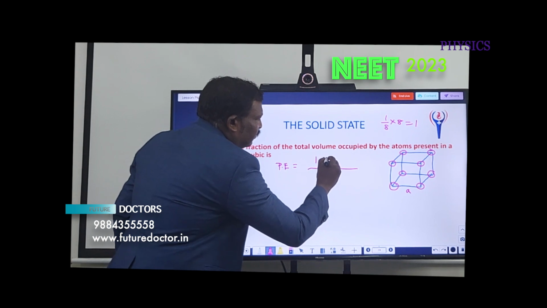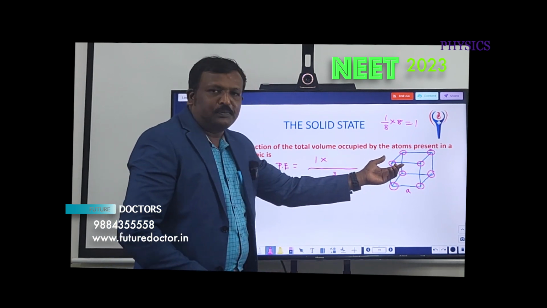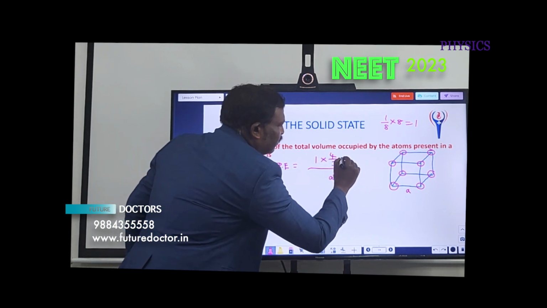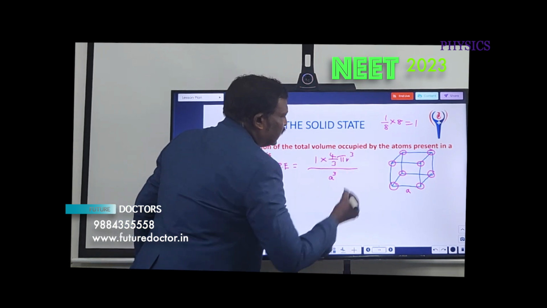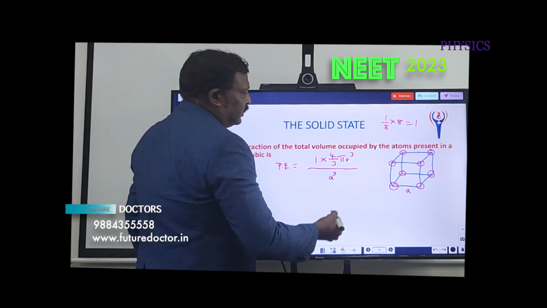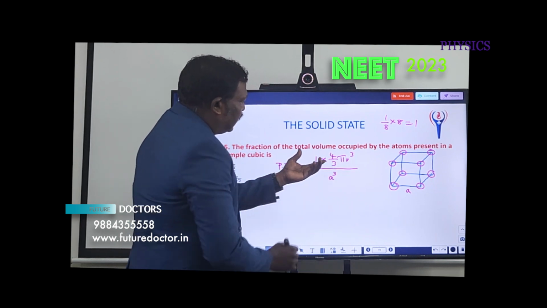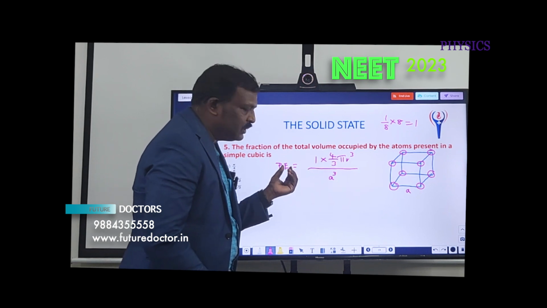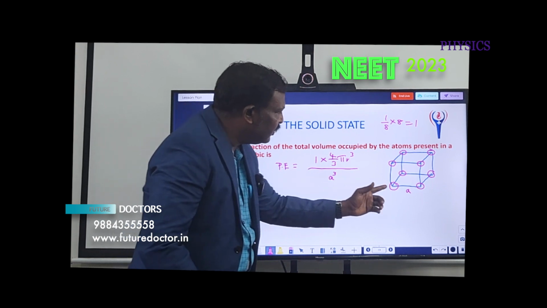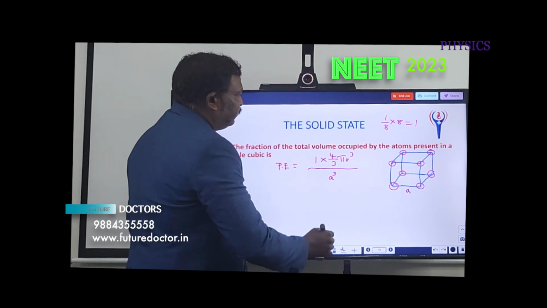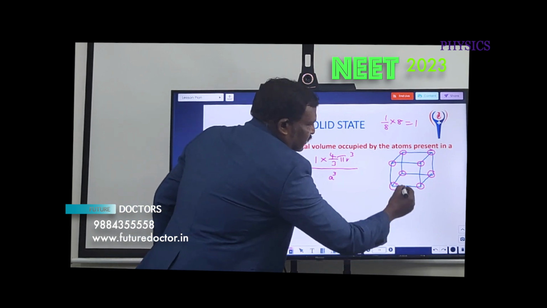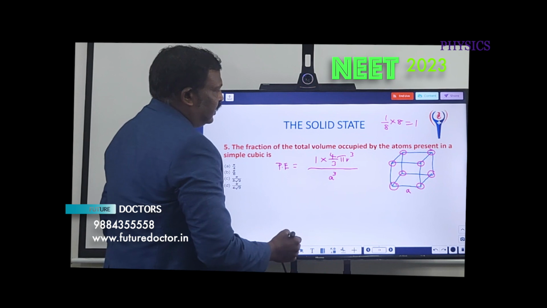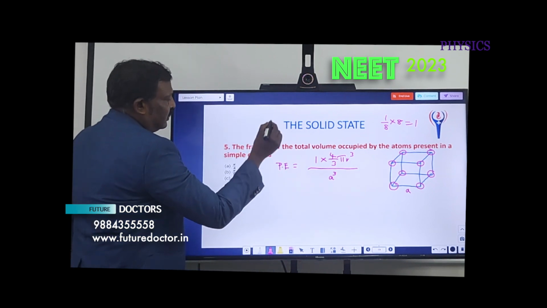This atom we consider as a sphere. Volume of the sphere is 4 by 3 pi r cube. Understood? So this is the volume occupied by atoms in the unit cell by the total volume of the unit cell. That's the definition for packing efficiency. But suppose, actually, I put this is one corner, this is one corner, but actually the atoms are like this. Suppose I write it here.